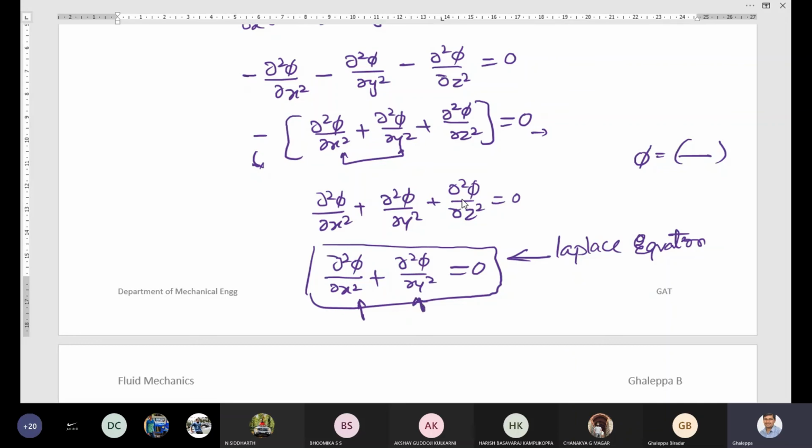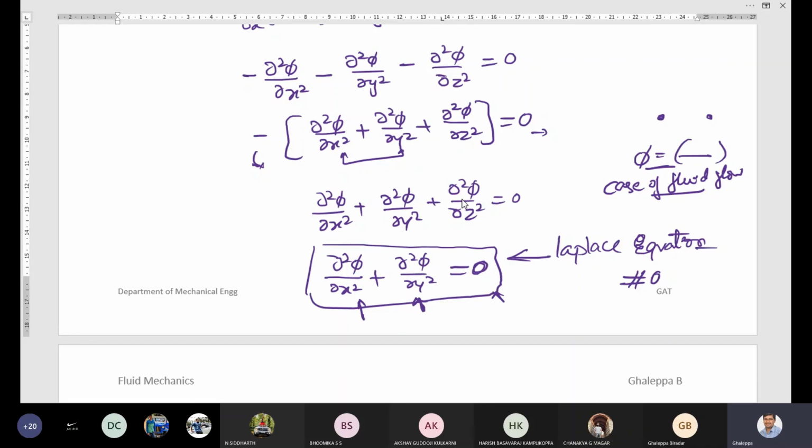And if that equation gives 0, then it means it is a case of fluid flow. What do you mean by this? What does it mean, a case of fluid flow? It means the fluid is flowing from one point to another point. If you get a function and after calculating all these, the equation is not equal to 0, it means the fluid is not flowing. It may be at rest. That is the meaning of this Laplace equation here.